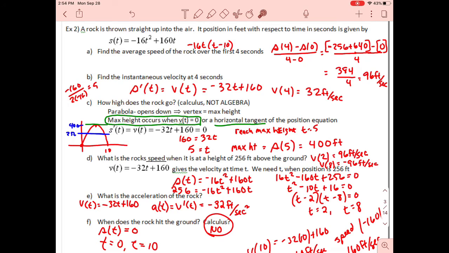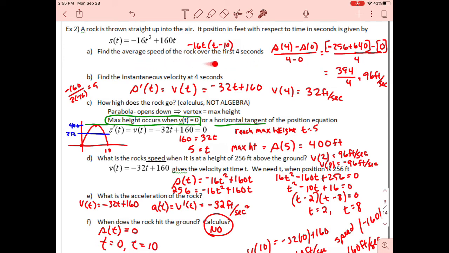In example 2, we have a rock thrown straight up into the air, and its position, measured in feet with respect to time in seconds, is given by S of t equals negative 16t squared plus 160t. First, we're supposed to find the average speed of the rock over the first 4 seconds.